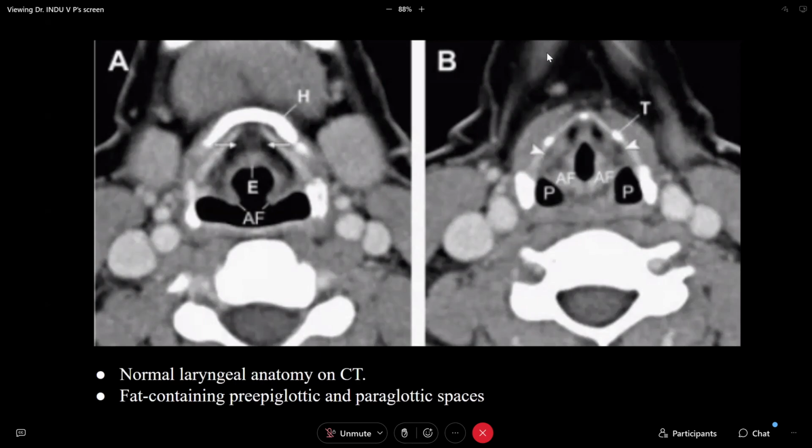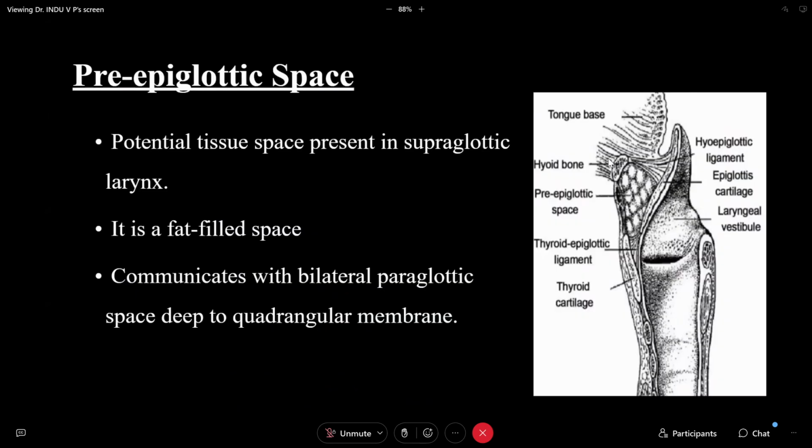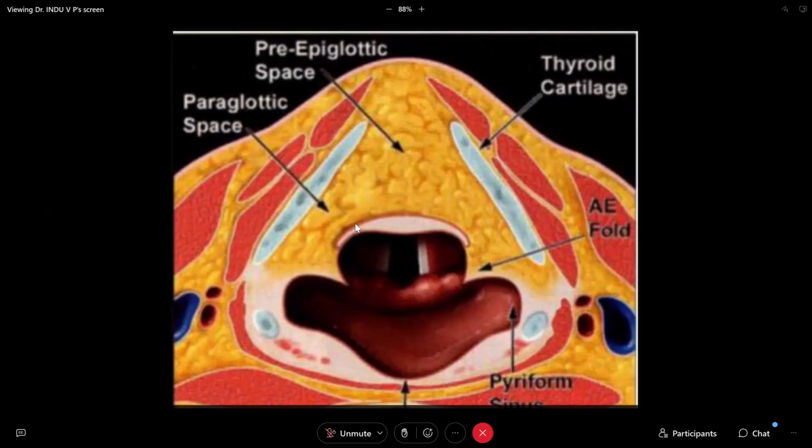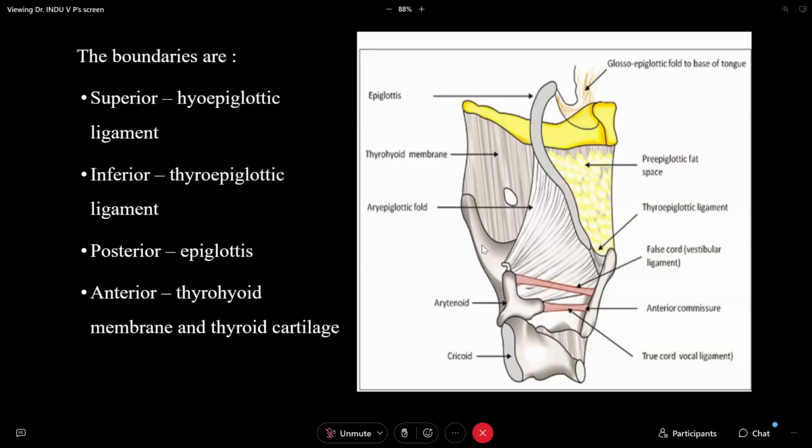This is the axial view of CT showing normal laryngeal anatomy. The first picture here is the pre-epiglottic space, and this one is the paraglottic space with the thyroarytenoid muscle. Coming to the pre-epiglottic space, it is bounded posteriorly by the epiglottis, anteriorly by the thyroid cartilage and thyrohyoid membrane, superiorly by the hyoepiglottic ligament, and inferiorly by the thyroepiglottic ligament. It is a fat-filled space, and bilaterally it communicates with the paraglottic space on either side.